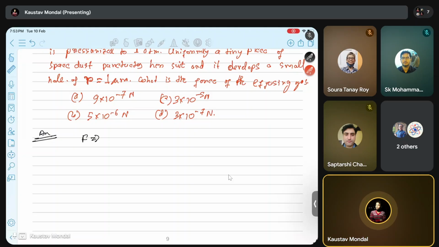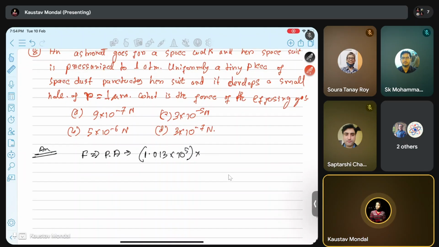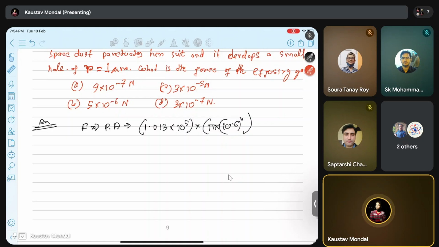So the force is pressure into area, right? So this is as simple. The pressure is 1 atm, which you have to convert into newton per meter square, so that is around 1.013 into 10 to the power 5. And it's a small hole, so you can use the area of a circle, pi r square, with r equal to 10 to the power minus 6. If you calculate it, it will give you 3.18 into 10 to the power minus 7 newton. This is the expression of the force.